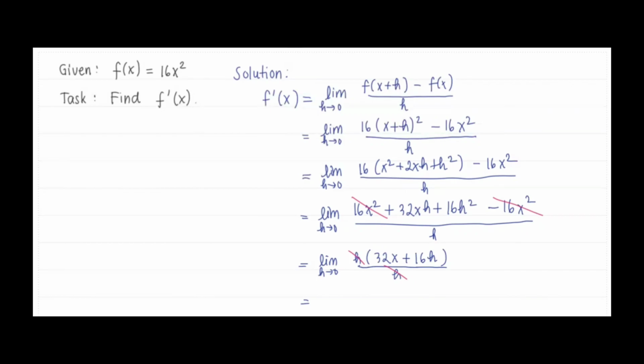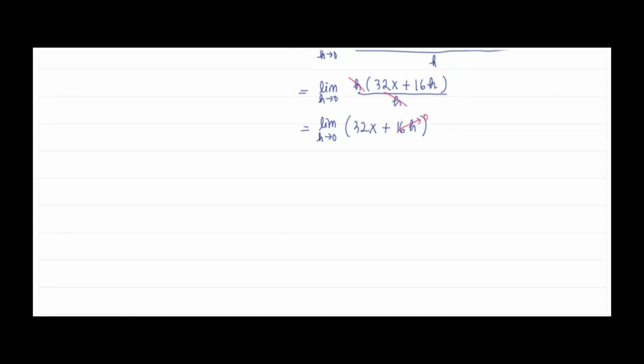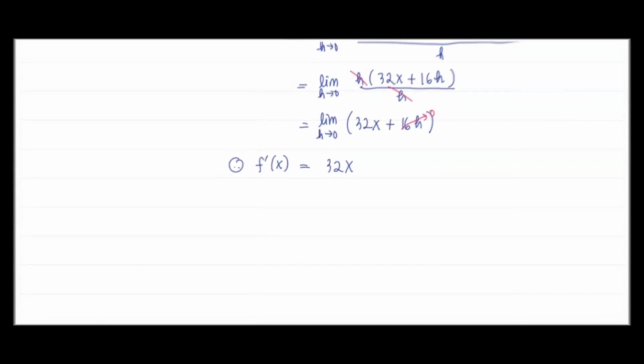What is left is the limit as h approaches 0 of 32x plus 16h. Because h is approaching 0, we expect that 16h is also going to approach 0. Since the remaining term does not contain h, this is the limit of a constant, therefore we have 32x. So the f prime of x is equal to 32x.